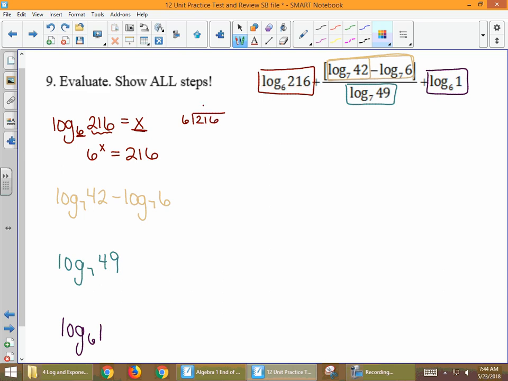6 into 216, 6 goes into 21 3 times. That would be 3. 6 goes into 36 6 times. Little long division for you. So 216 is 6 times 36. And of course you know 36 is 6 times 6. So 216 is 6 to the third. So x equals 3. That means I can replace that whole thing, log base 6 of 216, with 3.